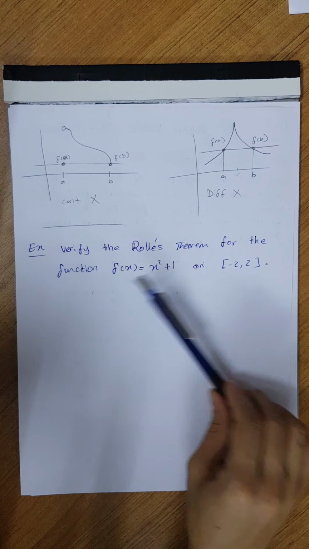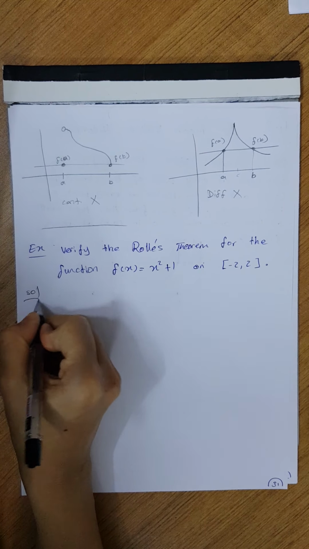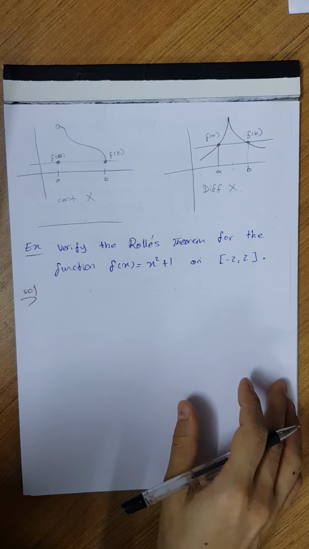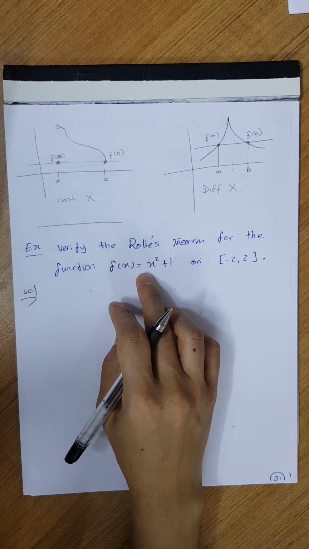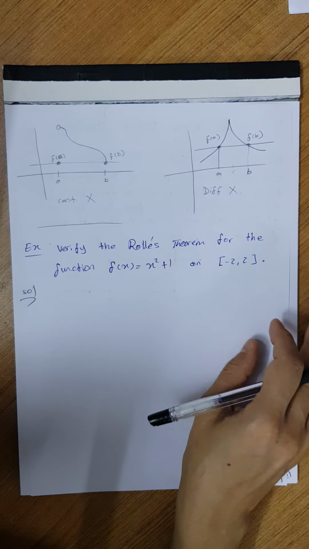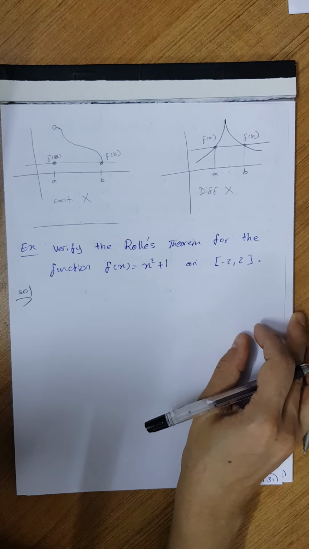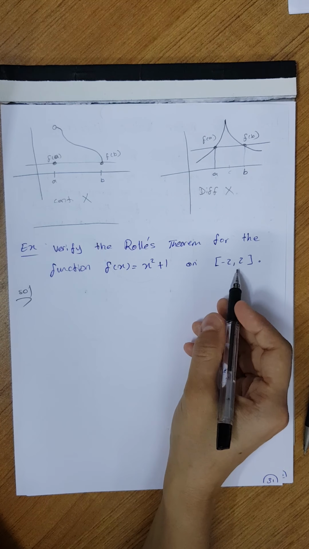A function is given to us that's equal to x squared plus 1, on the interval from -2 to 2. If you look at that function in general, you know that x squared is a continuous function, the first condition of Rolle's theorem, and it's also a differentiable function. I can find the derivative of that function on the given interval.